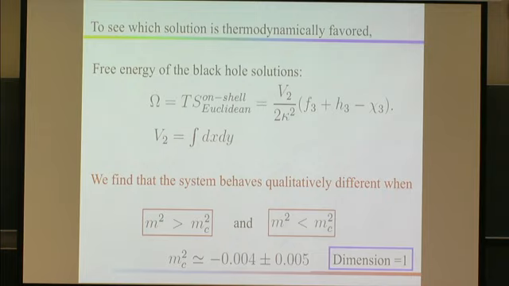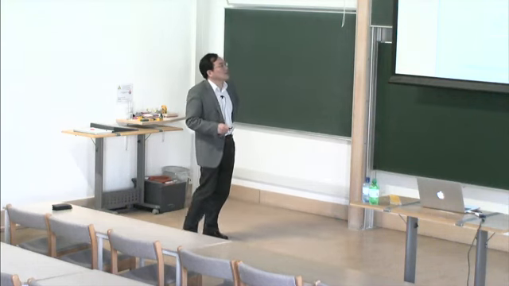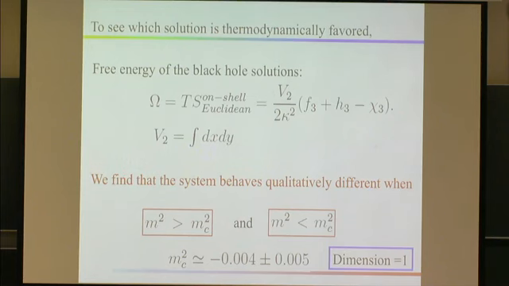We know through the numerical calculation that the system behaves qualitatively differently when the mass is larger than this one or less than this one. The critical value in the numerical calculation is very close to 0. If m_c squared equals 0, then the operator dimension is just 1, isn't it? This is very special. So we divide the system into two parts: one case is larger than the critical one, another is less than this one.